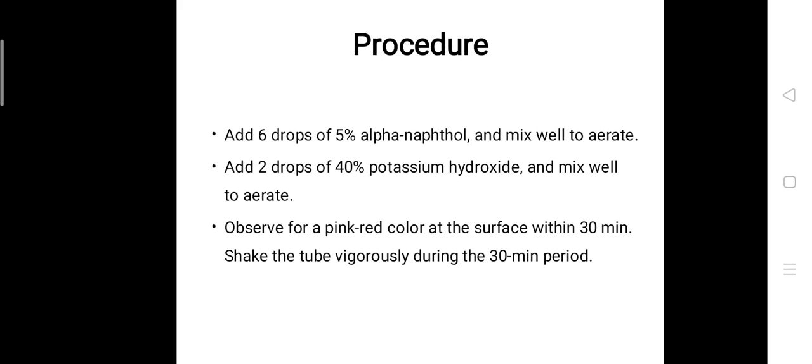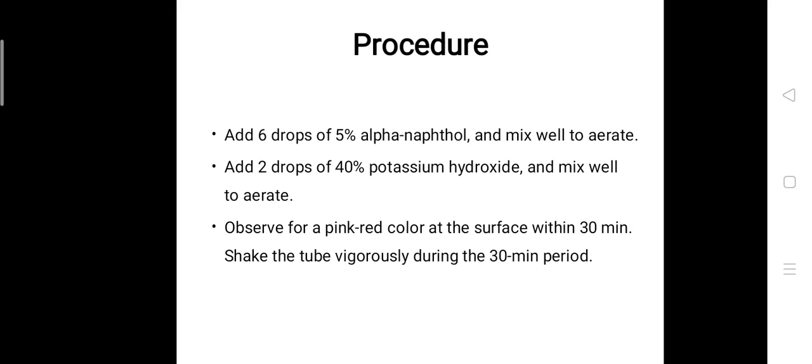Because if, instead of adding 5% alpha naphthol in the first place, you add 40% potassium hydroxide and then add 5% alpha naphthol, it might give a false positive interpretation. Now after the addition of these two reagents, you are going to observe for a pink red color at the surface within 30 minutes. So it should be interpreted within the 30 minutes, not more than that.